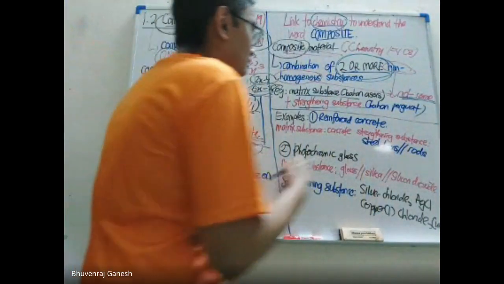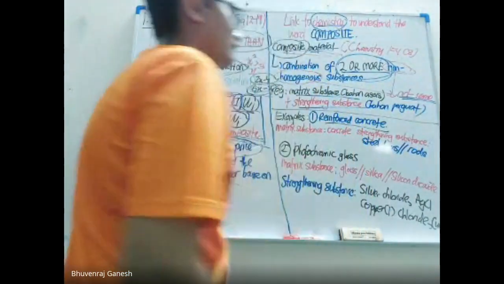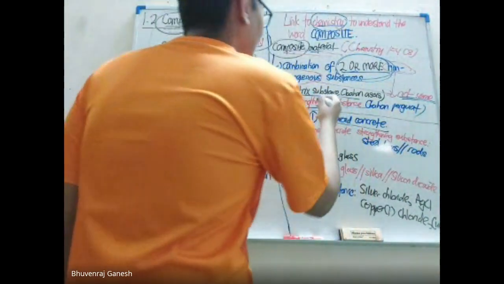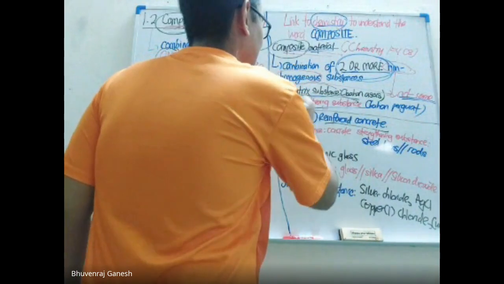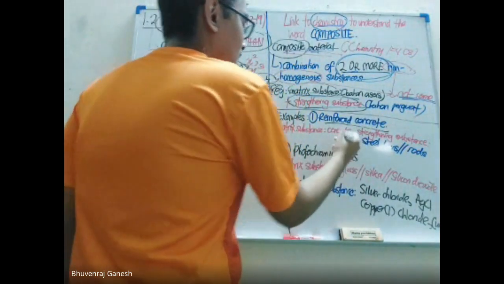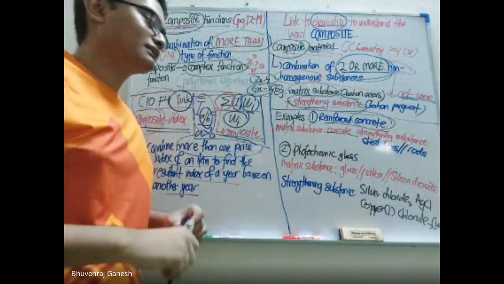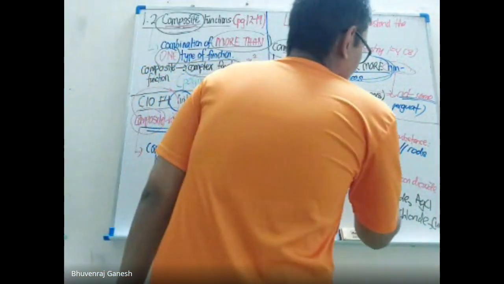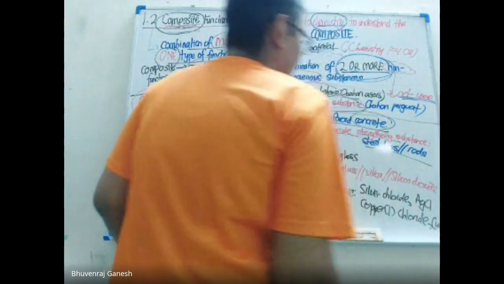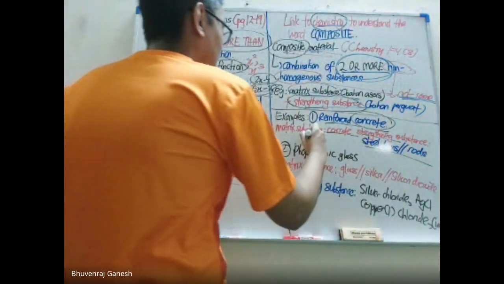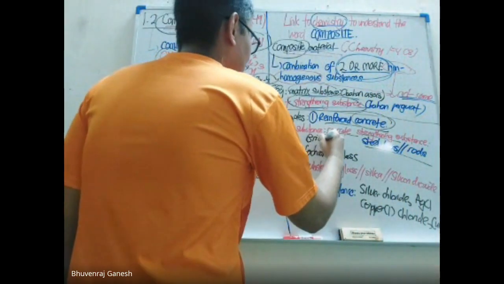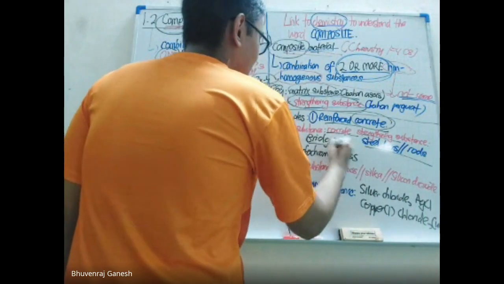First one is reinforced concrete. So I'm just giving you an example of what I'm talking about. Matrix and strengthening substance. You can see the matrix substance is concrete because the word itself contains concrete. Right? Then the strengthening is steel bars and rods. This one is mainly used to build bridges, reinforced concrete.